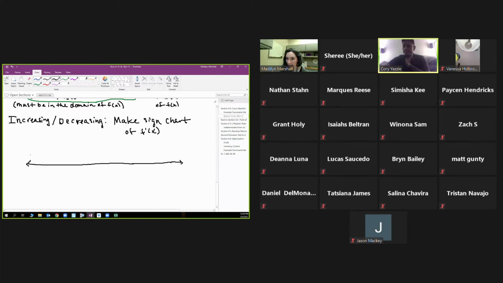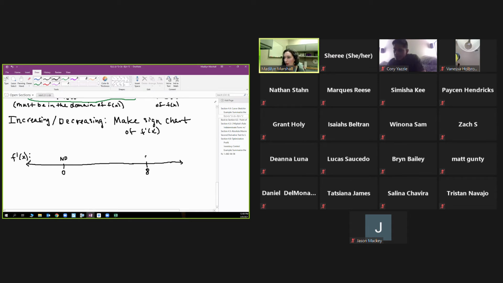Is this still part of step 2? Yep, it is. All of the steps have lots of steps to them. Step 2 is all of the stuff we can do with the first derivative. Our partition numbers were 0 and 8. And above those partition numbers, we can say what's going on with the derivative. The derivative is not defined at 0, and it's 0 at 8. That's how we found those partition numbers.